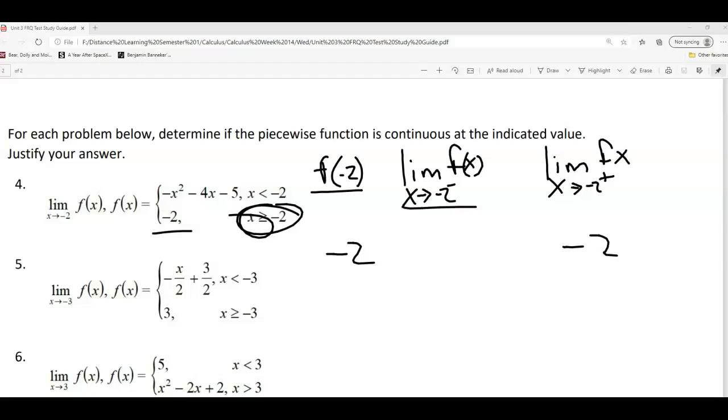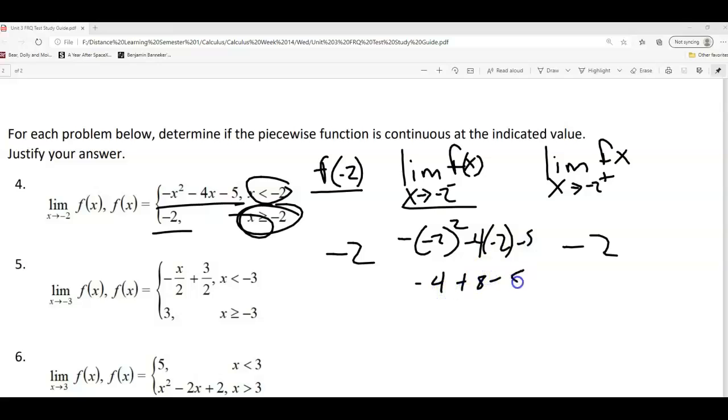If I'm approaching x = -2 from the left, then I would be using the top piece. So let's go ahead and plug in -2 to this. Got to be careful with our signs here. There's a lot of negatives all over the place. So we have -4 plus 8 minus 5. -4 plus 8 is 4, and 4 minus 5 is -1. Uh-oh, these are not equal to each other.